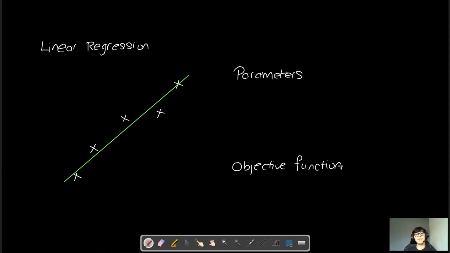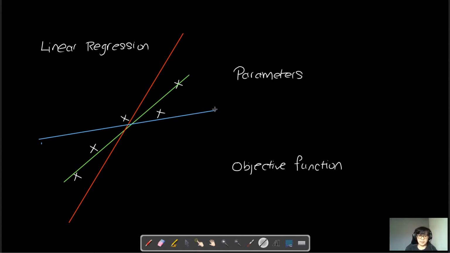For the parameters, it's essentially asking, what can you change in this problem? Well, the thing that you can change in this problem is the line that you decide to draw. It is very possible that you decide to draw this red line instead of the green line. It is also very possible for you to draw this blue line instead of the green or the red line. So how do you define each line uniquely?